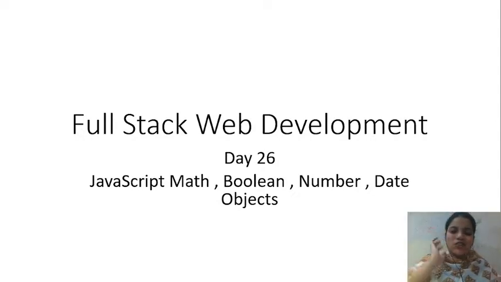Alright people, so this is day 26, and we will be discussing several inbuilt concepts of JavaScript. This is part 1, and it is going to take time. JavaScript math, Boolean, number, and date objects. When these 4 objects are complete, we will end up coding a digital clock on the web page. You understand what a digital clock looks like? It's continuously ticking, changing the time in terms of seconds, minutes and hours. I hope you understood.